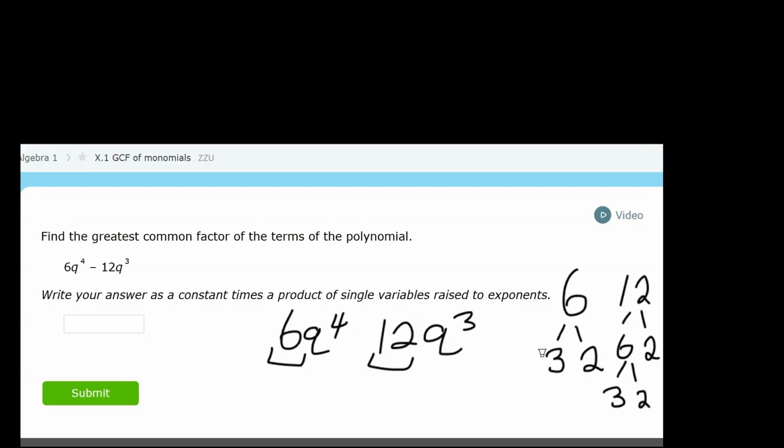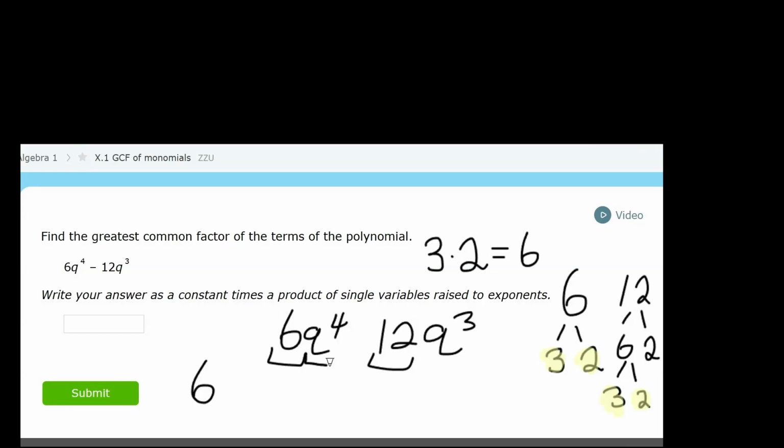Now let's take a look at our common factors. In this case, they have a 3 in common and they have a 2 in common. So we're going to multiply out our common factors here. In this case, 3 times 2. And that'll give us our greatest common factor, which is 6. So between 6 and 12, our greatest common factor is 6.